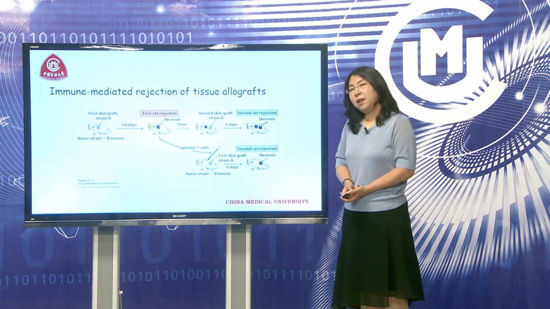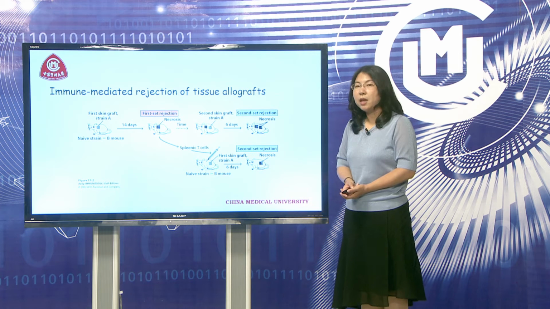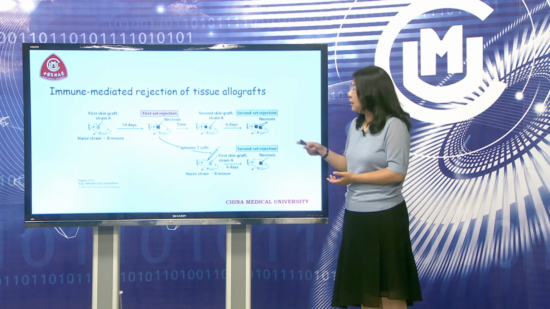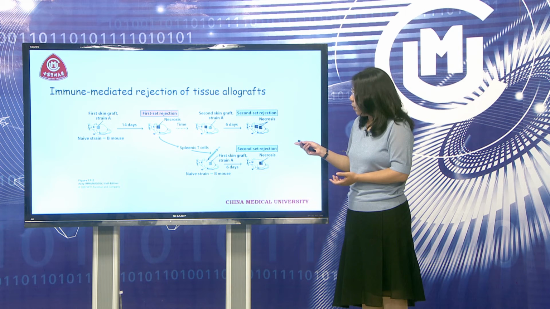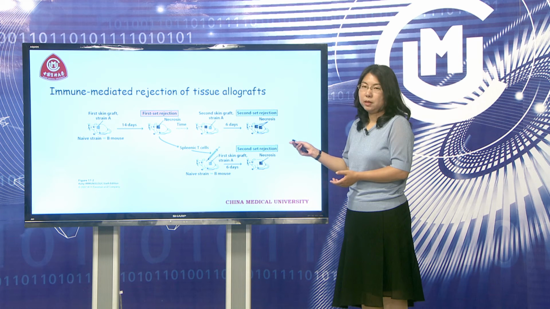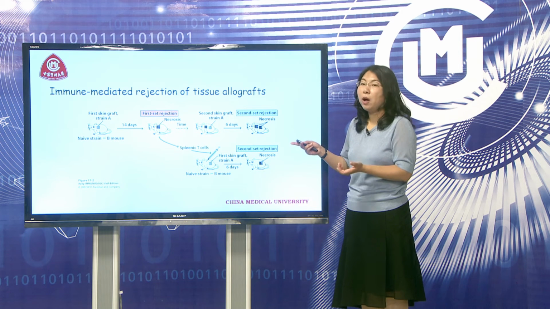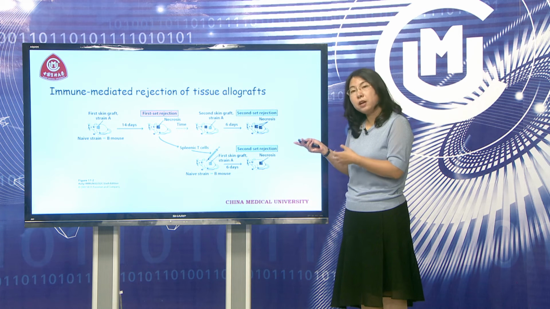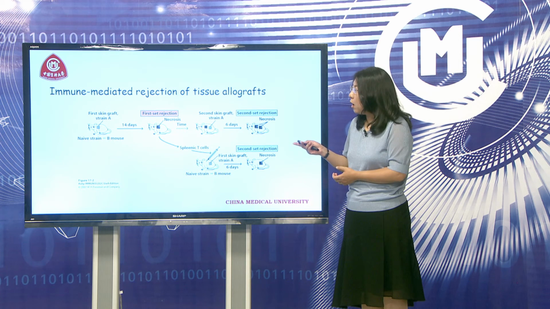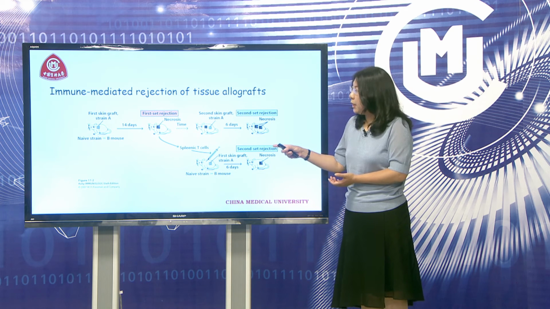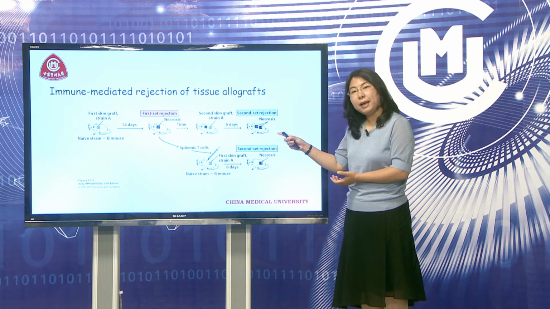So let's see how the scientists found the MHC complex. At the beginning, the scientists did experiments. Let's see how they did this experiment. Now we have 2 strains of mouse. In simple terms, one is a white mouse, the other is a black mouse. Now we want to transfer the skin from the black mouse to the white mouse. So here, mouse B to mouse A.